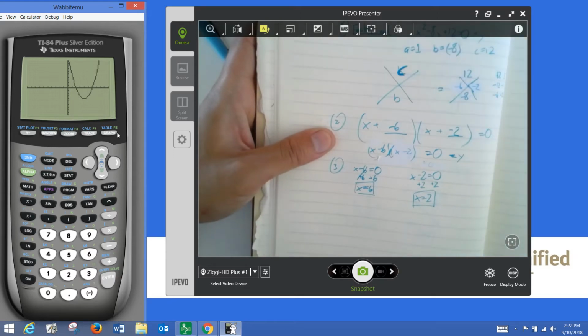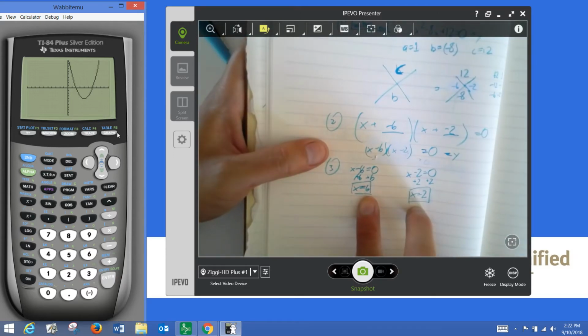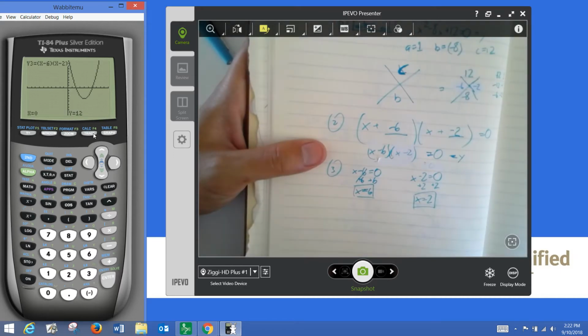Now, what is so special about x equals 6 and x minus 2? Well, let's go ahead and trace it. Let's just plug in 6. Look what happens at 6. My y is equal to 0. Oh, and look at it. It intercepts the x-axis. And what do you think is going to happen if I press 2? X equals 2. That's also where the x-intercept is.